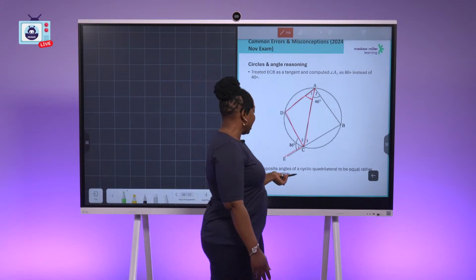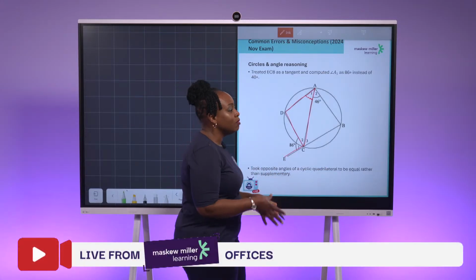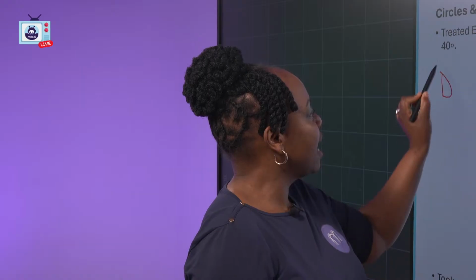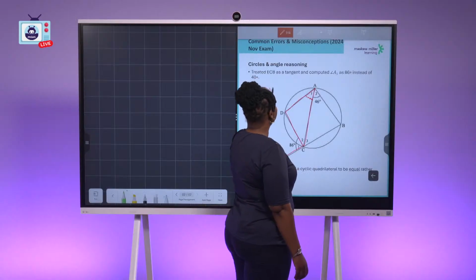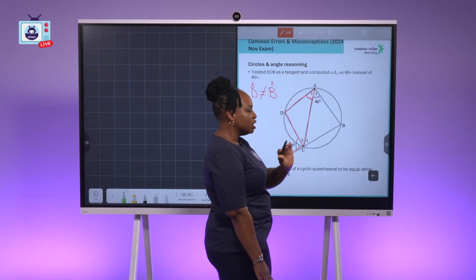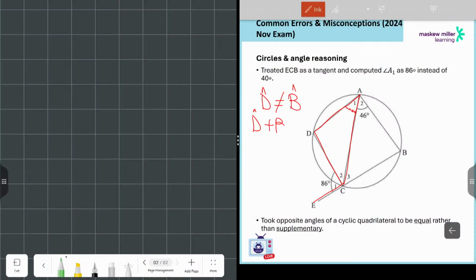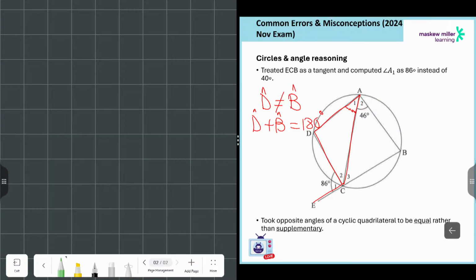Some took opposite angles of a cyclic quadrilateral to be equal rather than making them supplementary. Do you guys remember what that means? Supplementary simply means that when we add two angles, they give us 180 degrees. Instead, they come and say angle D is equal to angle B, which is not true. So never ever say this because it's not allowed. What you need to say is angle D plus angle B must be equal to 180 degrees, which is your supplementary angles. All right, so please make sure.